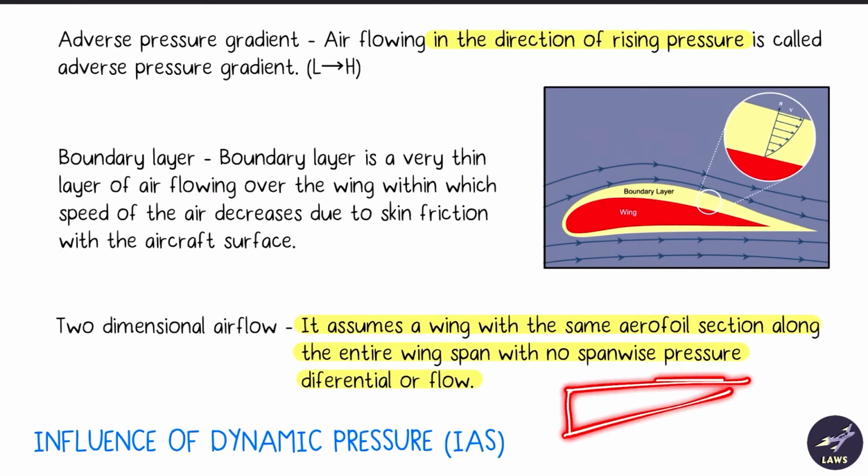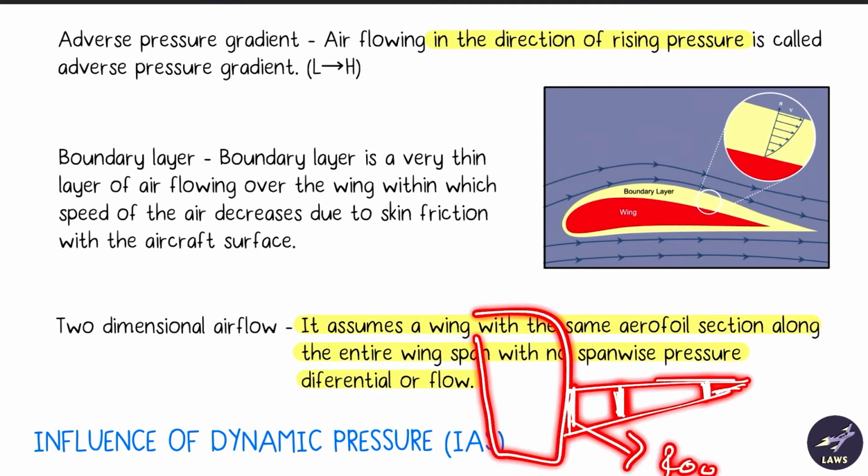If I can show you a wing here, as you can see, the aerofoil section is lesser at the tip. As we go closer and closer towards the root, the aerofoil section increases. If this is the fuselage, this area is called the root and this is called the tip. The root is where the wing meets the fuselage.